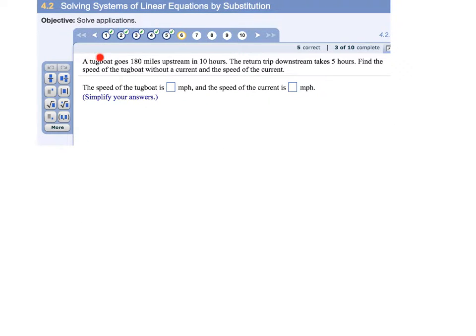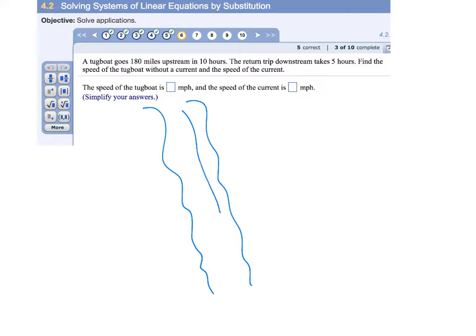All right, so you've got a tugboat. It goes 180 miles upstream in 10 hours. You've got a return trip where it takes 5 hours. Find the speed of the tugboat without the current. So basically what's going on is you have a river, and that river is flowing this way.